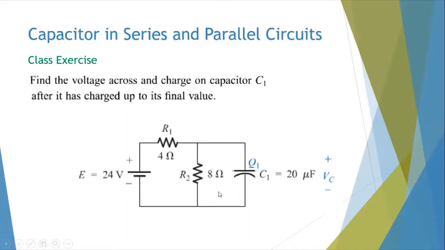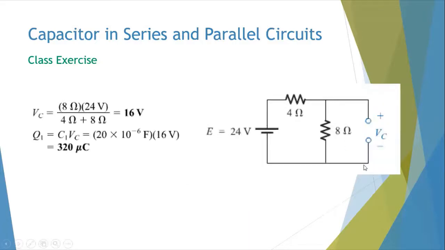The voltage is still picking up. But when the capacitor is fully charged, meaning it has reached its final value, it's not 24 volts in that case. That's what the question is asking you to find. When it reaches the final value, the current will stop flowing. It means you can now see the capacitor has become an open circuit because current is no more flowing.